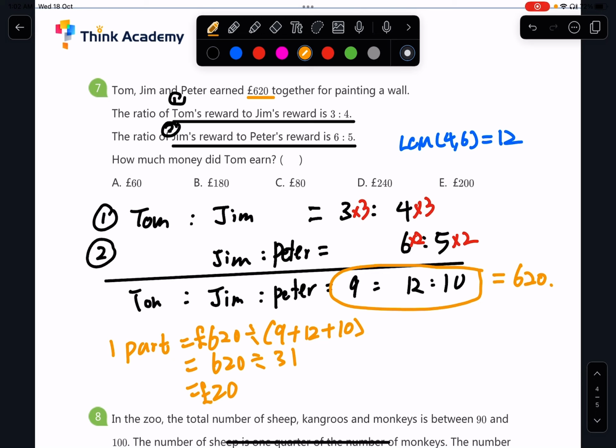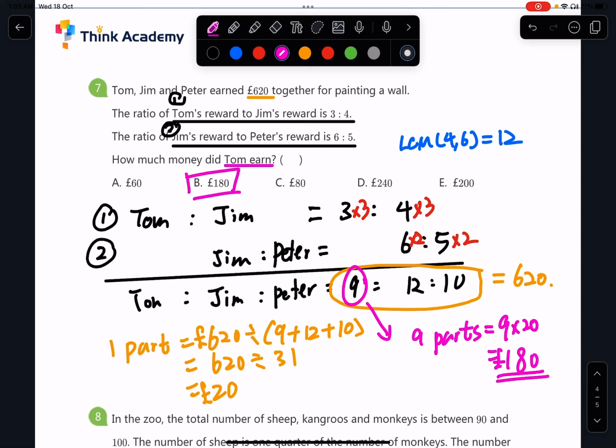The question is asking how much money did Tom earn, right? So Tom earns 9 parts. 9 parts equals 9 times 20 because each part is 20. So we get 180 pounds. So Tom actually earns 180 pounds.